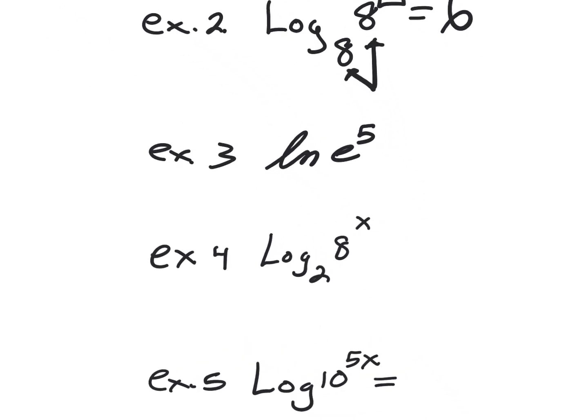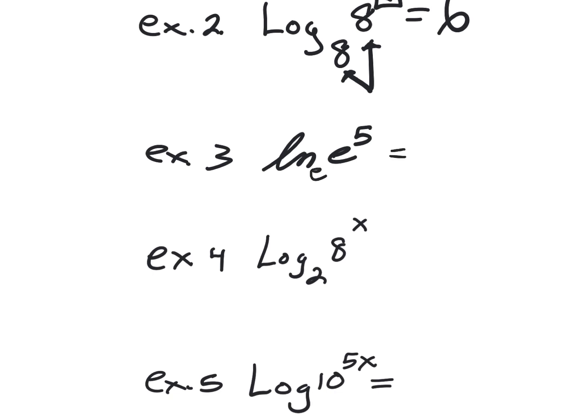Number 3 is the natural log of e to the 5th power. Remember, natural log means we really could have written this as log base e of e to the 5th power. But when you have base e, we want you to use the ln notation for natural log rather than the log notation. That means the base is e, and those are the same, so the answer is just going to be 5.